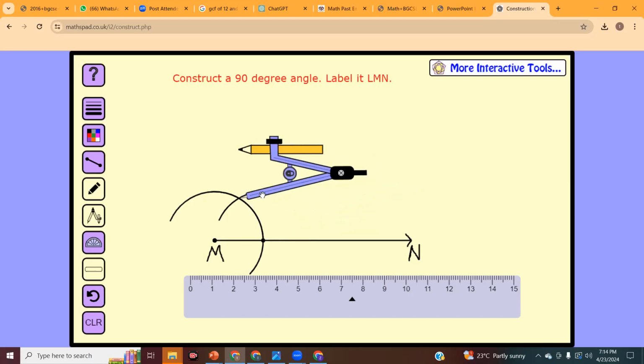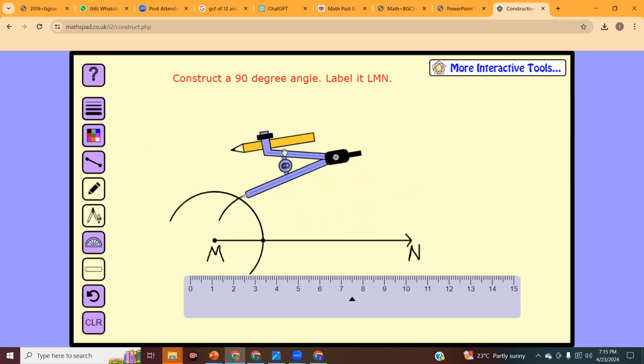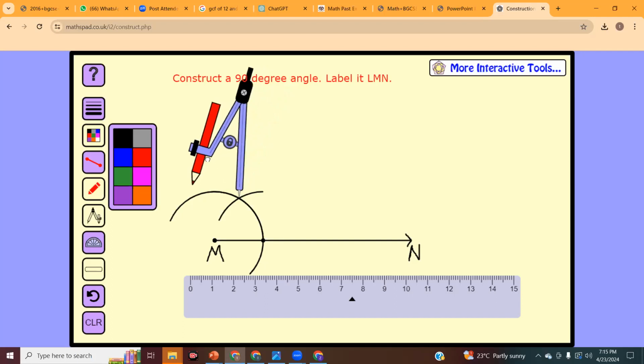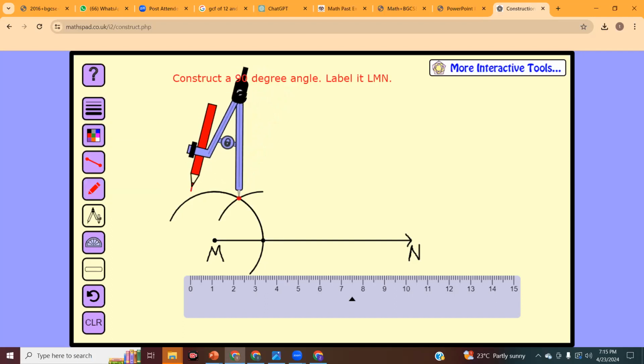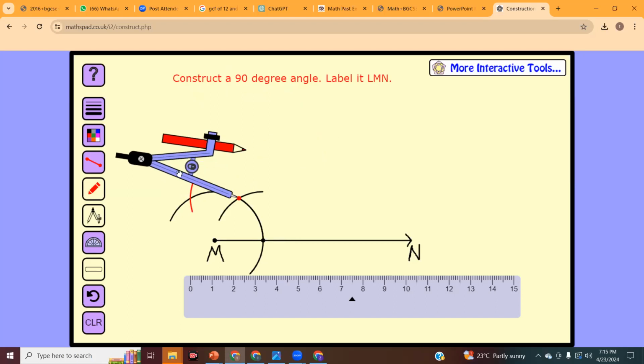So we're gonna draw another arc. Remember, do not change the size of your compass. Like, don't change it, right? And we're gonna draw another arc. I'm gonna put this in red as well, where they intersect. So it's gonna be right here. All right. We're gonna draw an arc where they intersect, right?